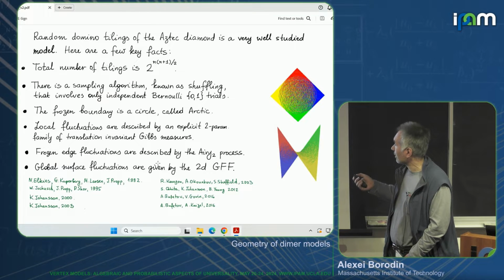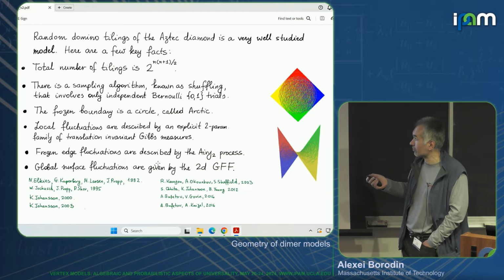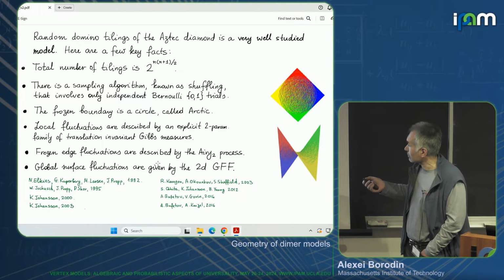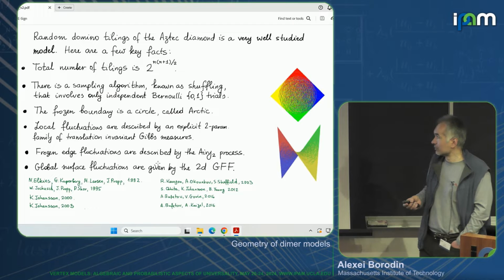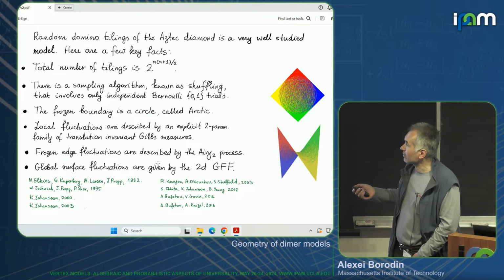So when you look at the picture, you see that there is a curve that separates the frozen parts, the single color parts, from the chaotic ones. And so this curve is a circle, known as the Arctic circle, one of the earliest results on the Aztec diamond.